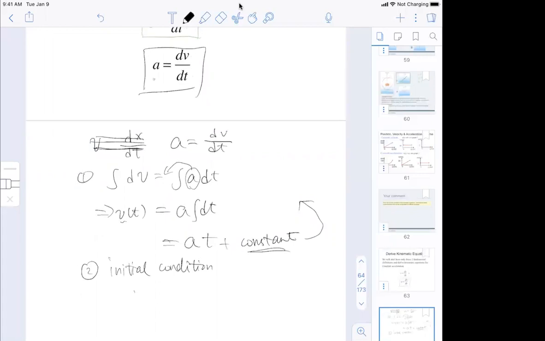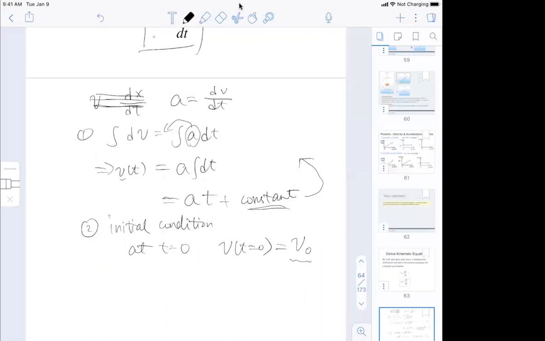Initially at t equals 0, at the beginning of the motion, you have some kind of velocity. So we usually call it v at t equals 0 is some constant, let's say v naught, v0. At the beginning you have some velocity, which is usually given in your initial condition, and you can plug that in to get this constant. So plug it in here: a times t equals 0 plus constant should give you the initial velocity v0, and this is 0. So my constant should simply be v naught.